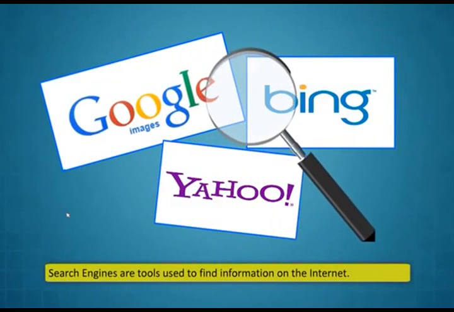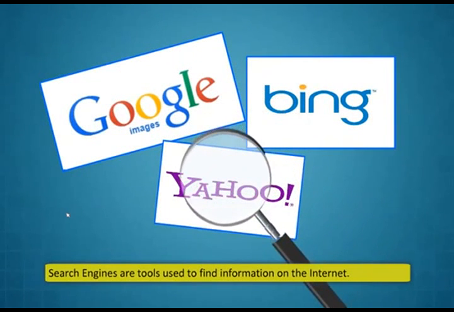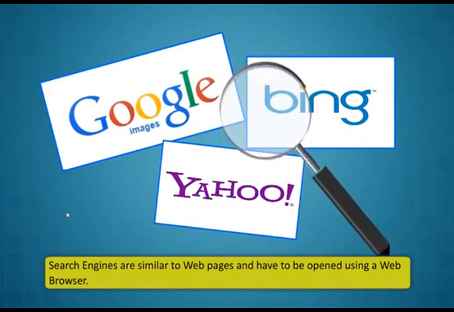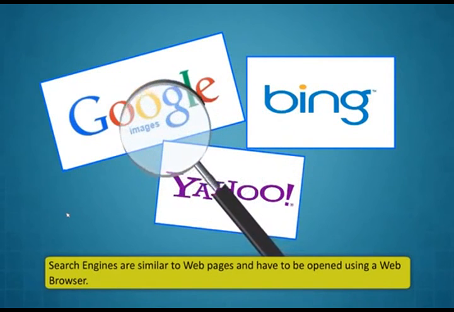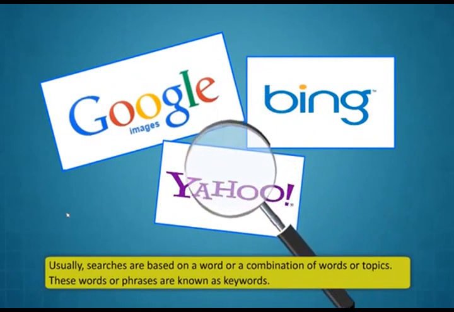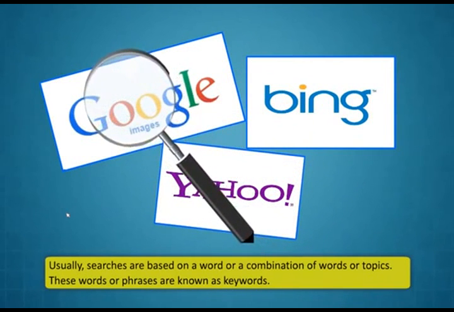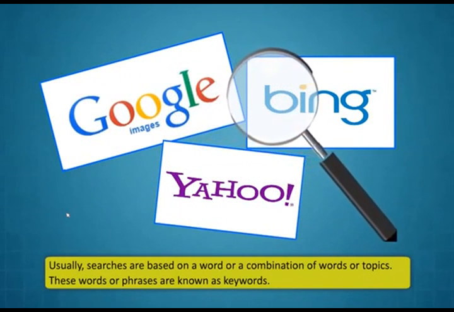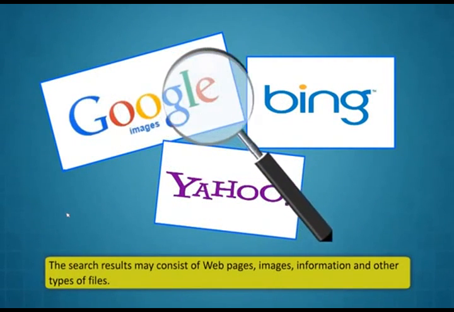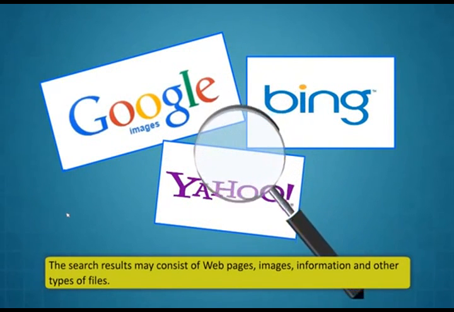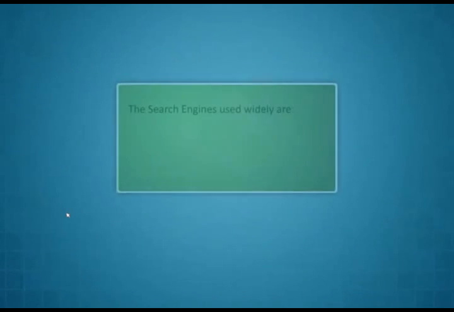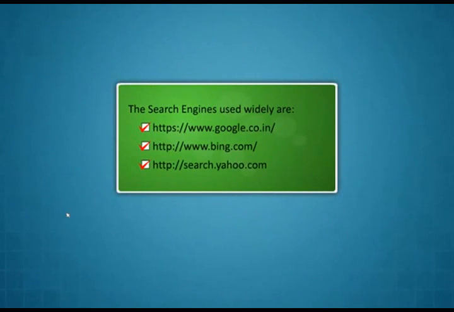Search engines are tools used to find information on the internet. Search engines are similar to web pages and have to be opened using a web browser. Usually, searches are based on a word or a combination of words or topics. These words or phrases are known as keywords. The search results may consist of web pages, images, information, and other types of files. These are the search engines used widely.